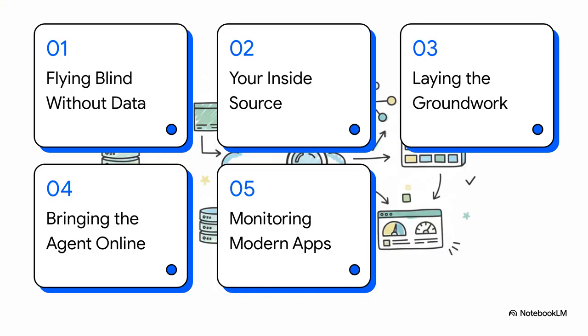So here's our game plan. First, we'll talk a bit more about that flying blind problem. Then we'll introduce our secret weapon, the agent. After that, we'll get into the nitty-gritty of setting it up, getting it online, and then we'll wrap up by looking at how it works with modern stuff like Kubernetes.